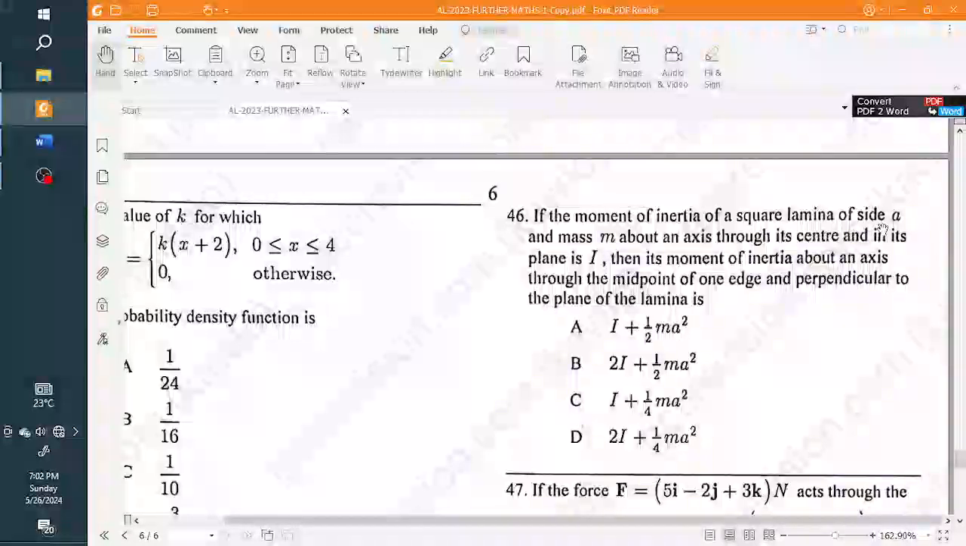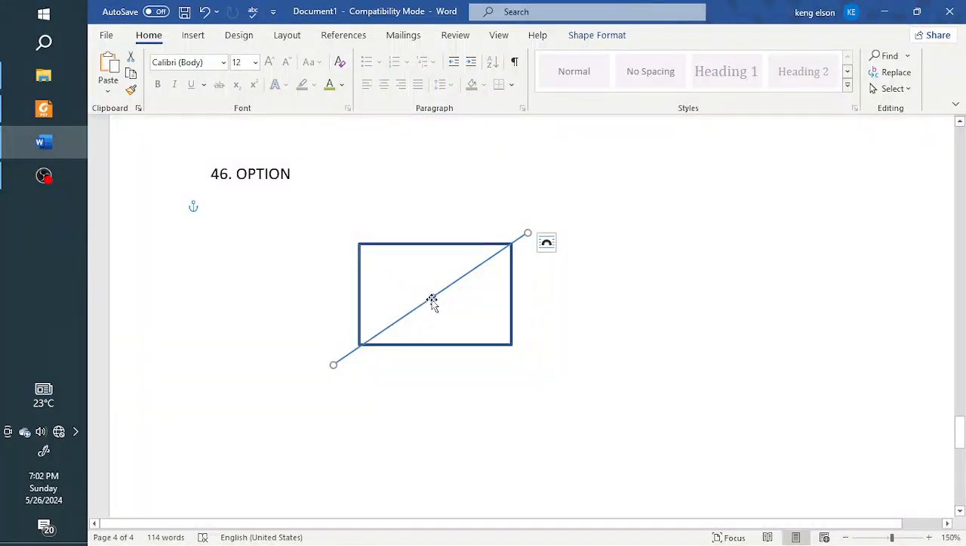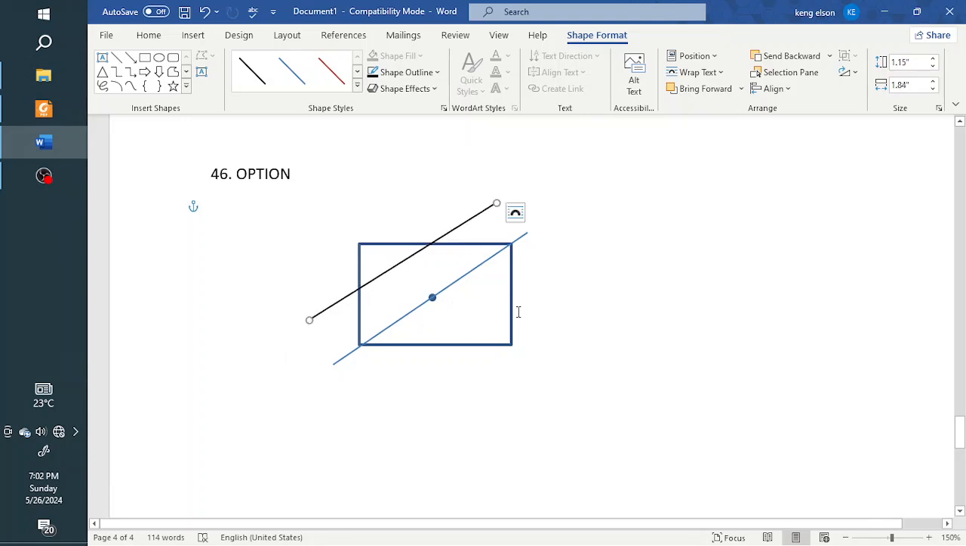we need to find the moment of inertia of the lamina about an axis that is passing through the midpoint of one of the edges and perpendicular to the plane of the lamina. So it has to be perpendicular, it means that the axis is kind of like this, where this is actually the midpoint of one of the edges. So the axis that we need to find the moment of inertia about is this axis here, because this axis is perpendicular to the plane of the lamina and it passes through the midpoint of one of the edges.